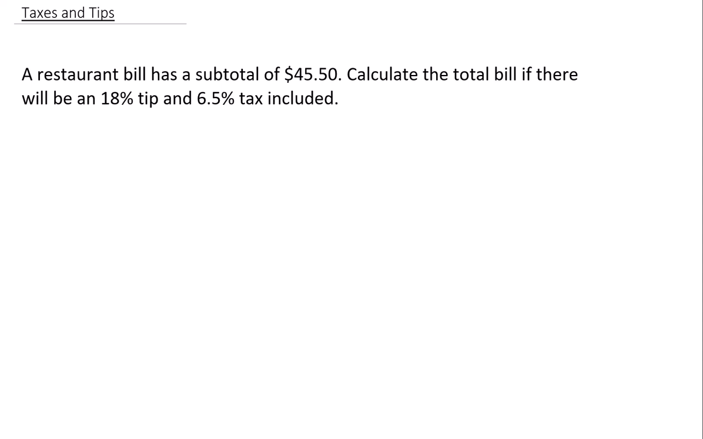So I like to set up an expression that represents what we're trying to find. And that is, what is 18% of $45.50? Now, whenever we see the word what, I like to write a variable. So I'm going to use n as my variable. Whenever I see the word is, that's going to be the equal sign. And then I have a percentage right here, 18%.